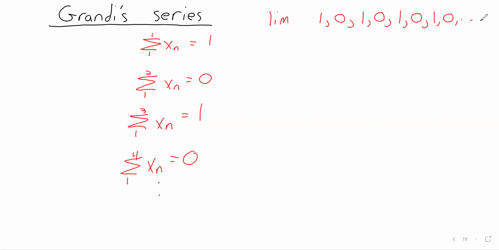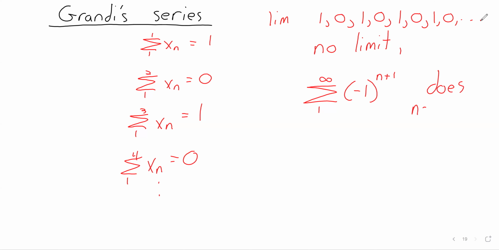It's just oscillating, bouncing between two values. So we say, well, this has no limit. So Grandy's series, which you'd write as this if you wanted to use this summation notation, does not converge.